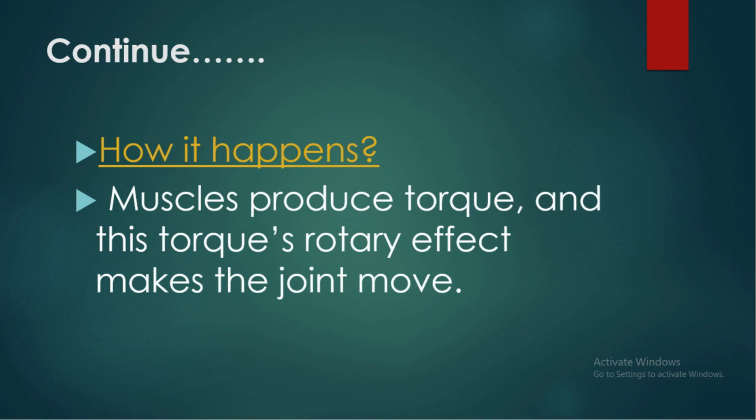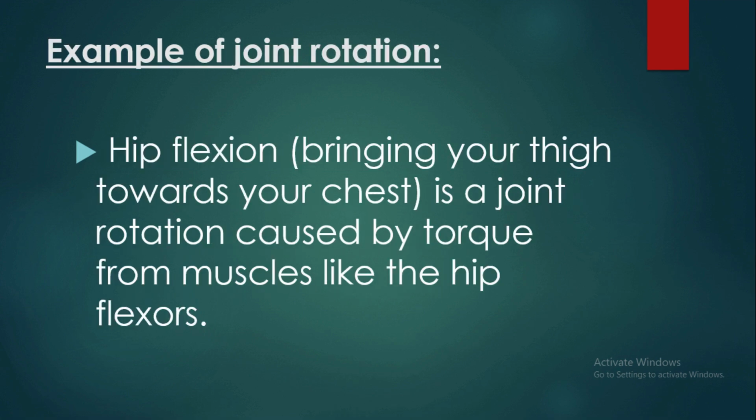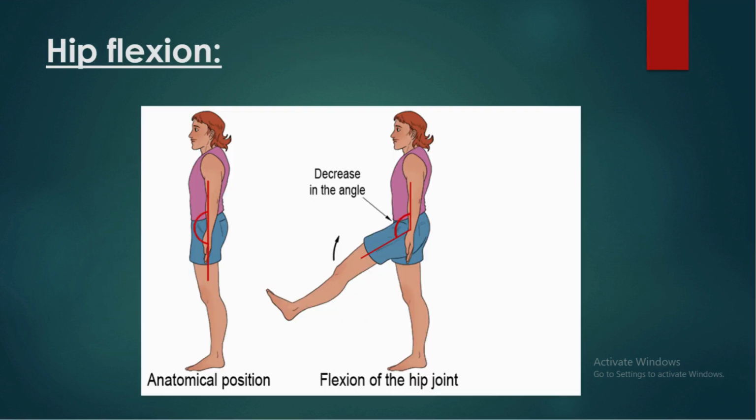So how does it happen? Basically, the muscles produce torque, and this torque's rotatory effect makes the joints move. For example, hip flexion, bringing your thigh toward your chest, is a joint rotation caused by the torque from muscles like the hip flexors. This is an example of the hip flexors, showing the anatomical position and the flexion of the hip joint.